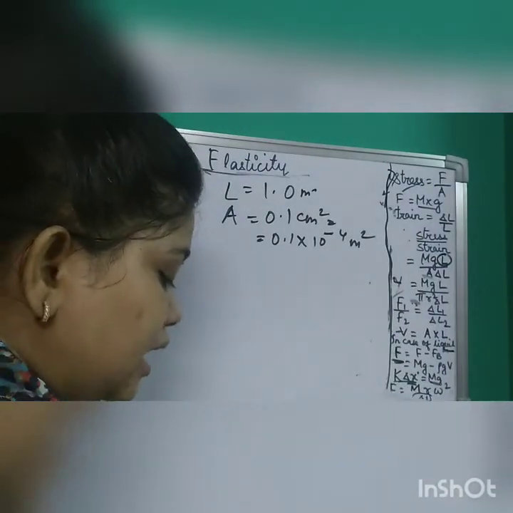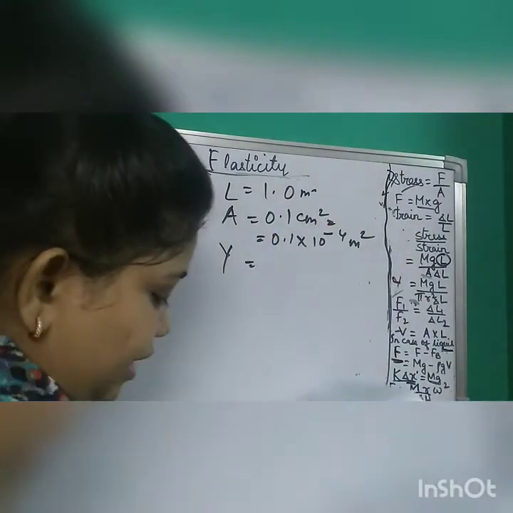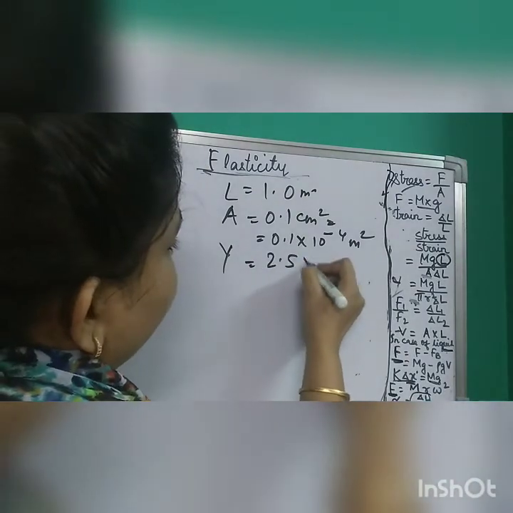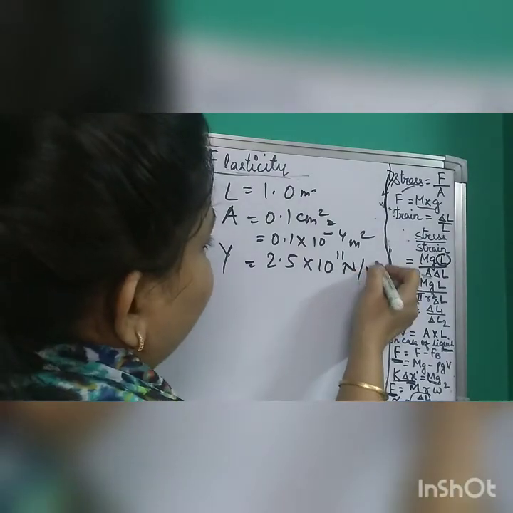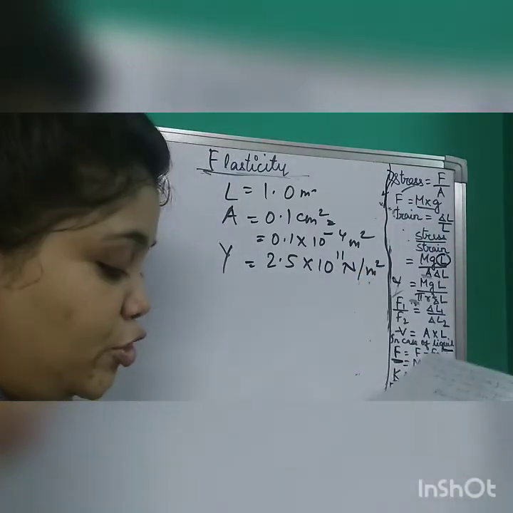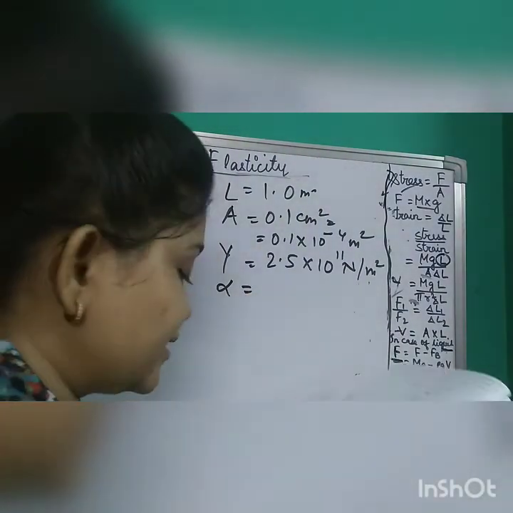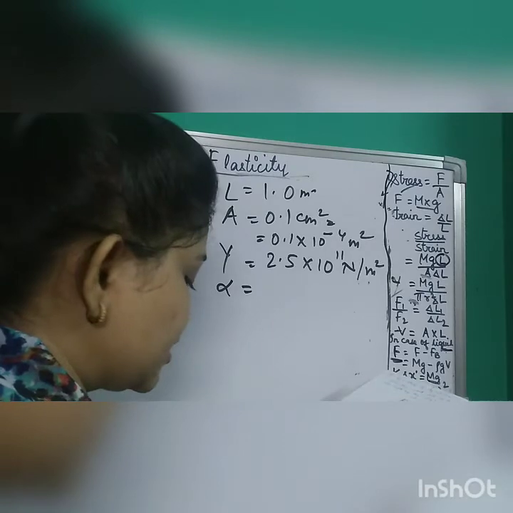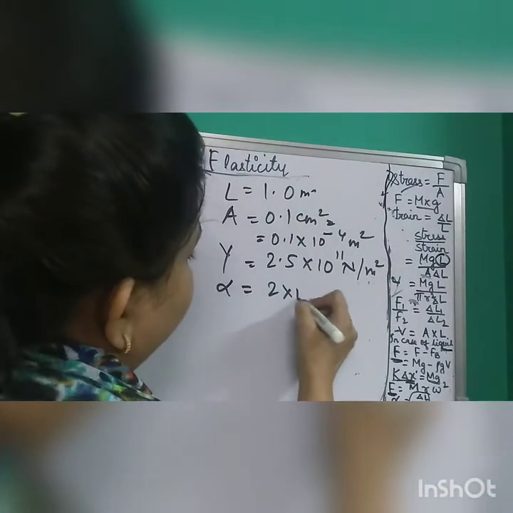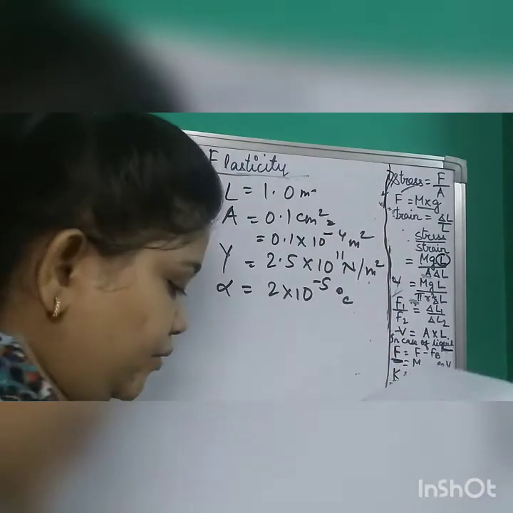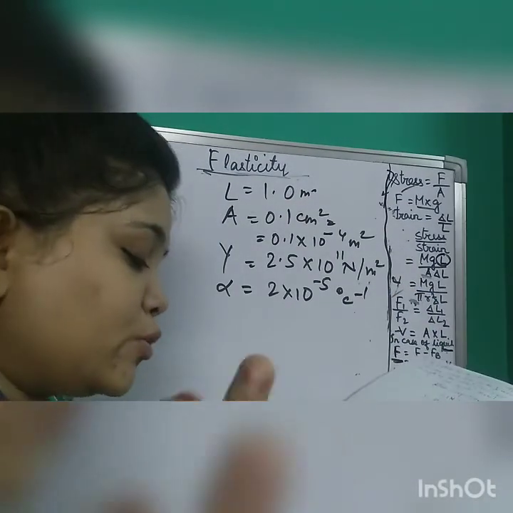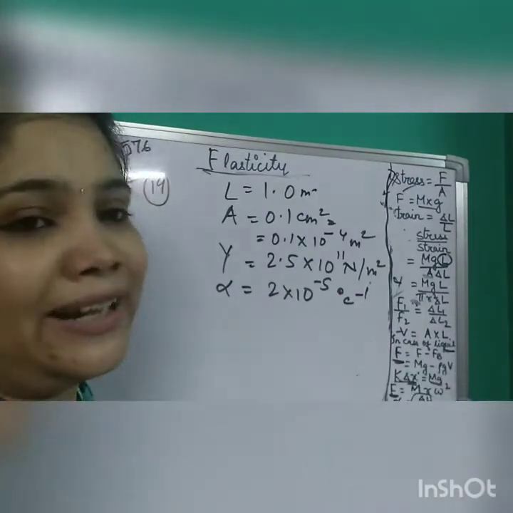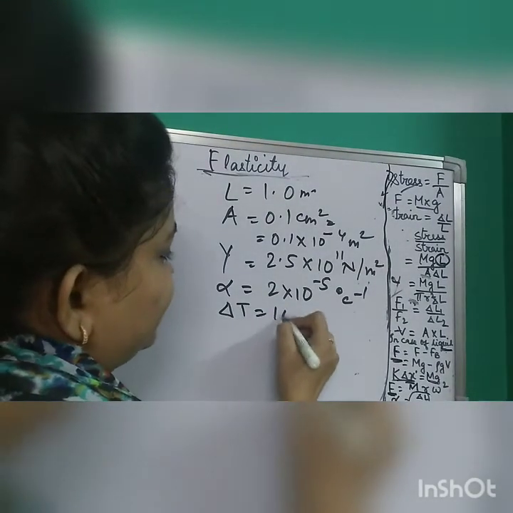Okay. The Young's modulus Y is given as 2.5 into 10 to the power 11 Newton per meter square. Okay, this is given. And the coefficient of linear expansion, that means alpha, is given to you. So see, class 9 studies is coming now. So alpha is given as how much? 2 into 10 to the power of minus 5 per degree centigrade. Okay. The wire is clamped between two rigid supports and its temperature is decreased by 10 degrees. That means delta T is 10 degrees centigrade.